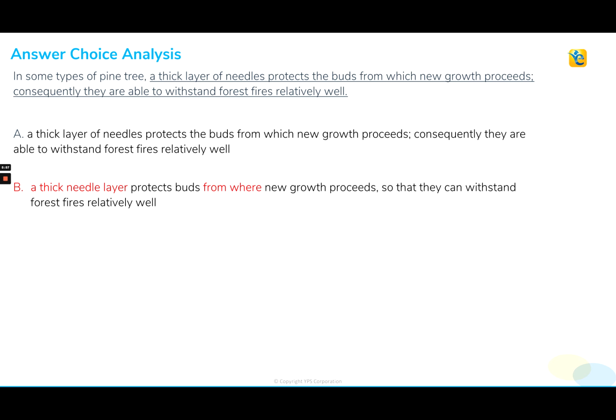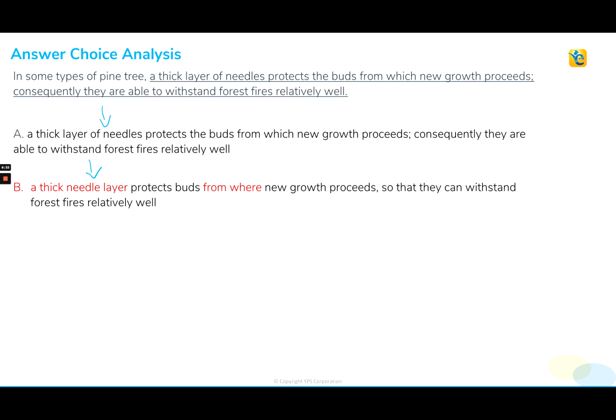Now, I want you to take a look at this expression that's sitting right here, a thick needle layer. Get a visual of that. Is that communicating the same thing as we saw in option A up here of a thick layer of needles? When I think of a thick layer of needles, I'm thinking of a lot of needles surrounding the buds. But when I read a thick needle layer, that to me communicates just a single possible layer. Maybe the layer's made of needle, not necessarily a good number of needles that provide protection.